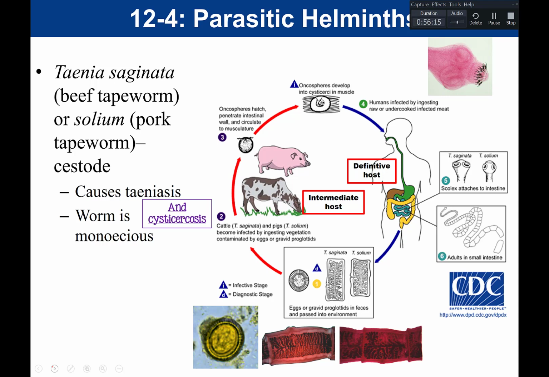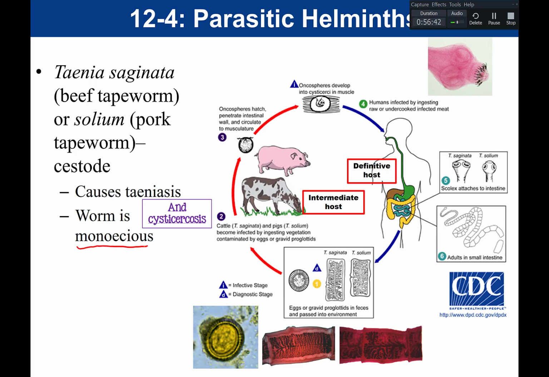In terms of this worm, it is the only one that we are talking about that is monoecious, meaning that the male and female reproductive parts are in the same organism, meaning these worms are hermaphroditic. They have both male and female reproductive parts in the same worm. So this worm is monoecious.